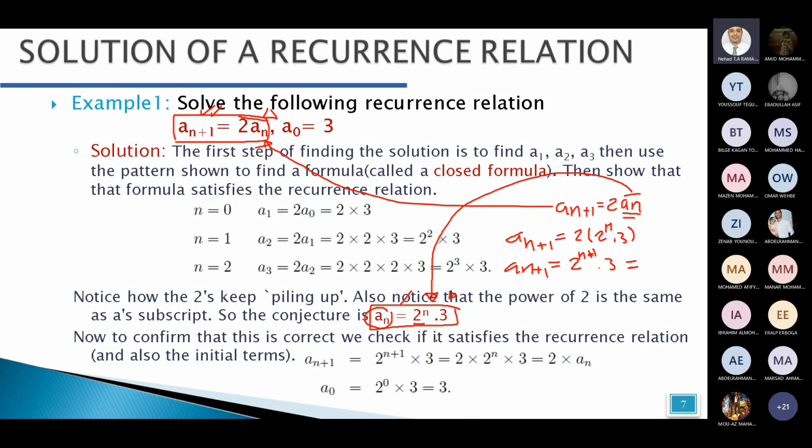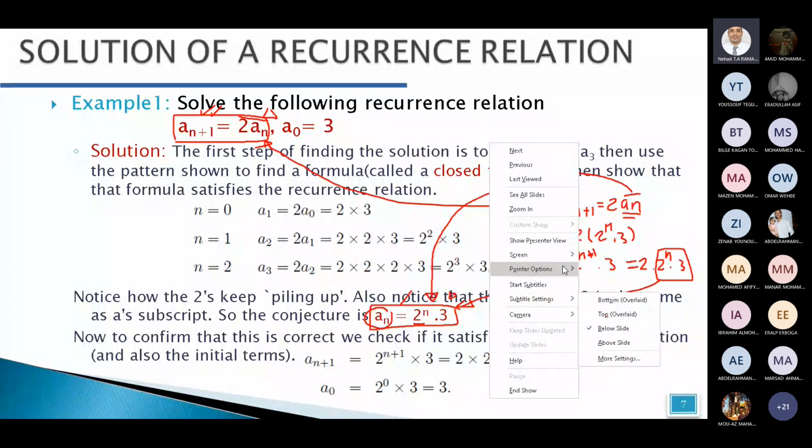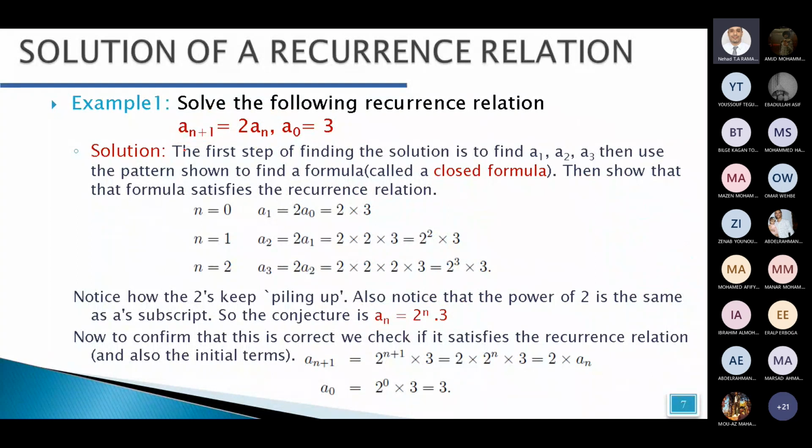Okay, so now let's continue. This gives us 2 multiplied by 2 power n multiplied by 3. This one actually is from here, so it's 2 multiplied by an. So again, it's repeated now because here there are a lot of lines.